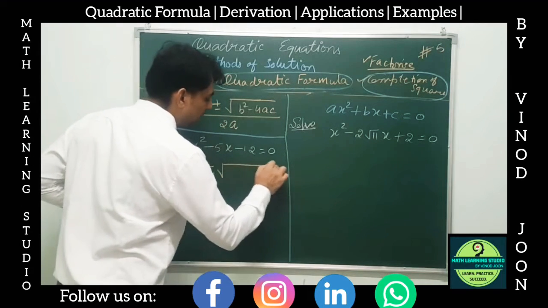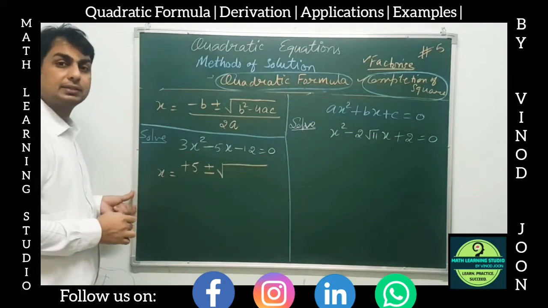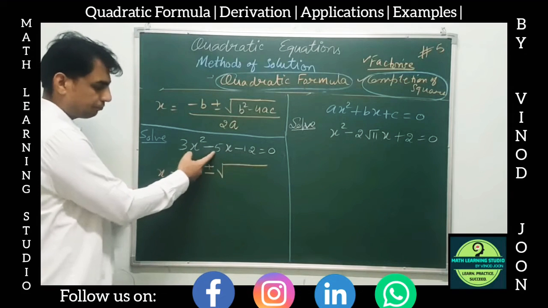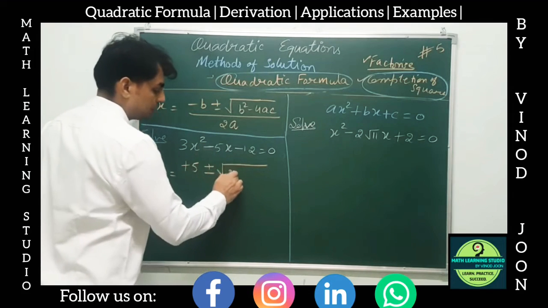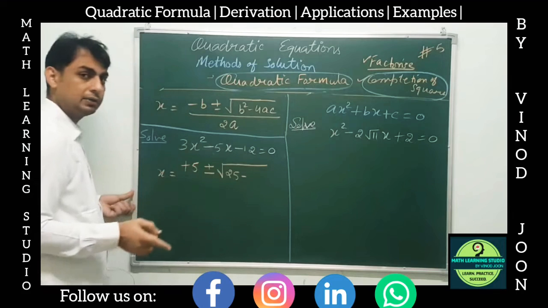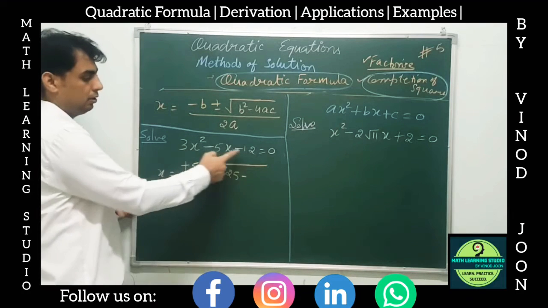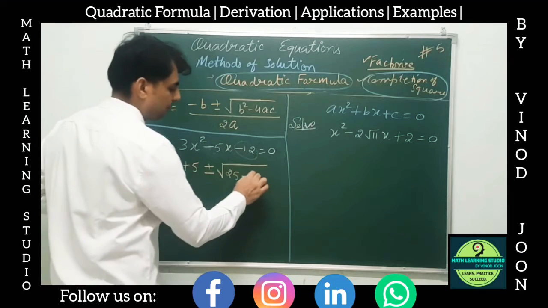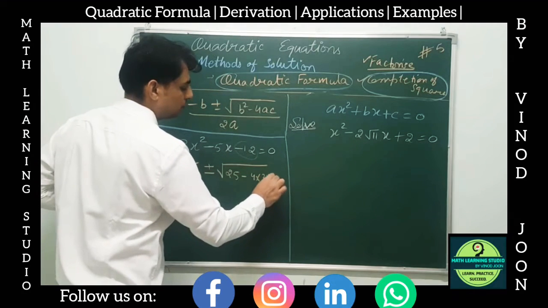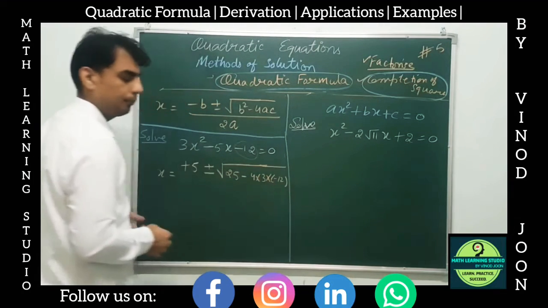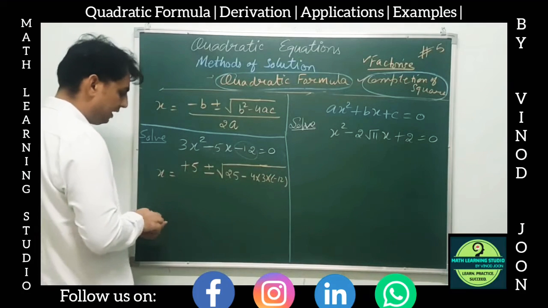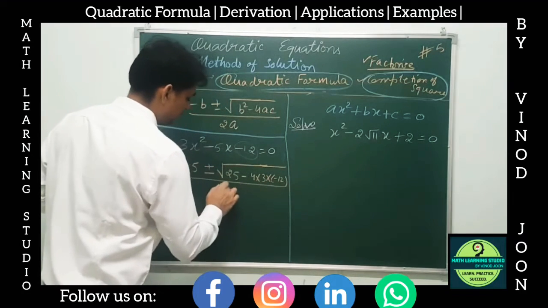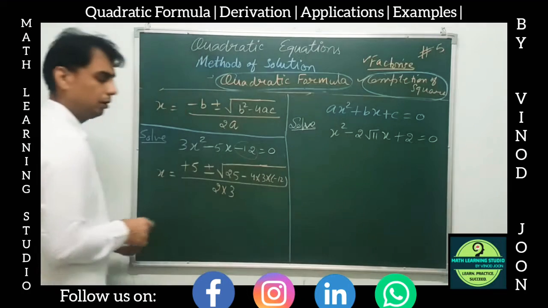Under the root, we will have b square minus 4ac. b square means minus 5 square means 25, minus 4 into a into c. Now c again we will take the minus value. So it will become 4 into 3 into minus 12. Alright? And the whole divided by 2a. 2a means 2 into 3.